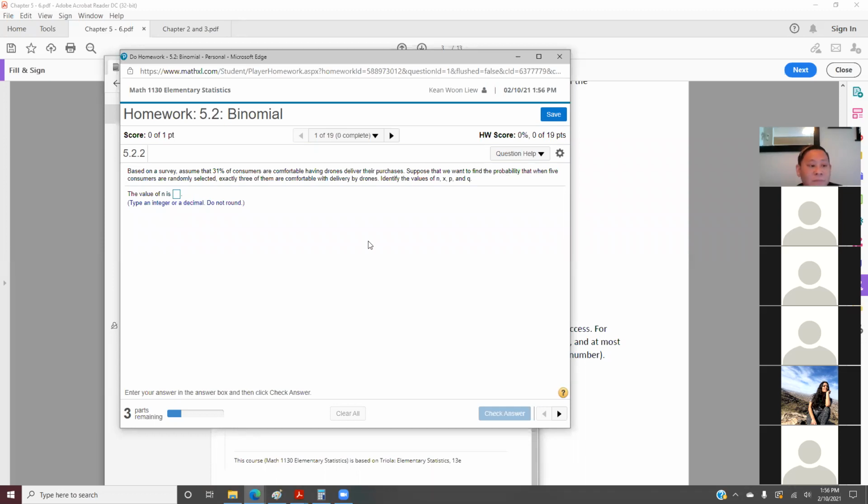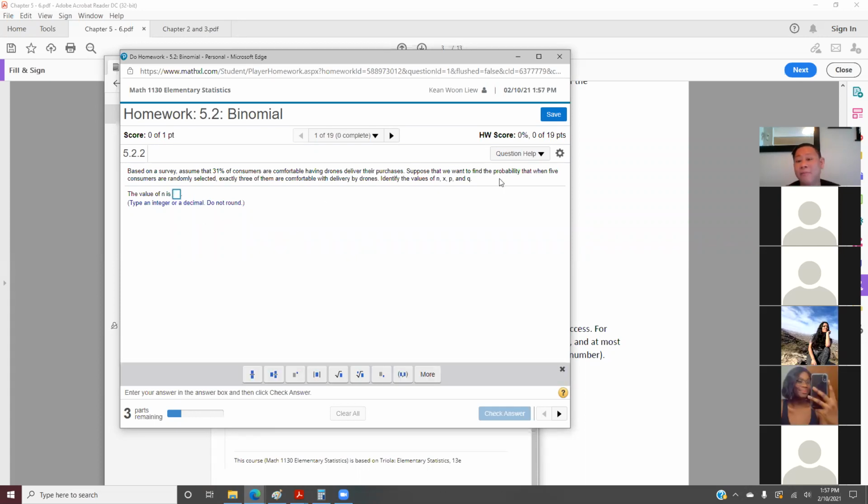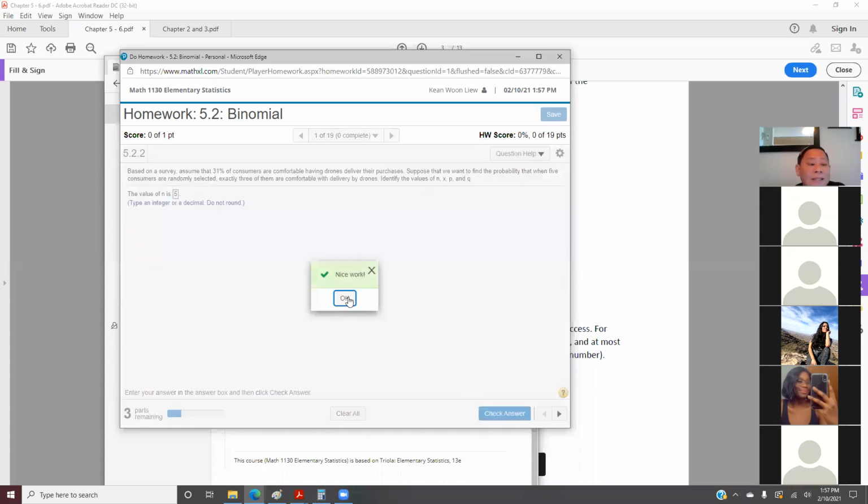Anyone? Don't forget, it's a nice whole number. Is it 5? Yep, 5. So we pick 5 people, so that is your number of trials. And what is X in this case? X is the one that we need to figure out. Out of these 5 people, how many people do you want to figure out that are comfortable with the drone delivery? 3. So this 3 is your X.